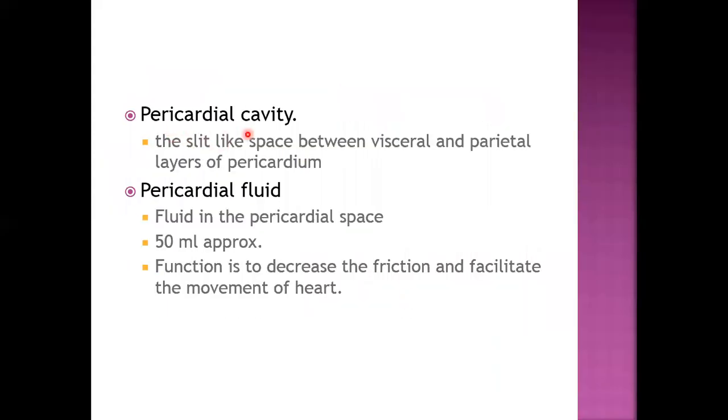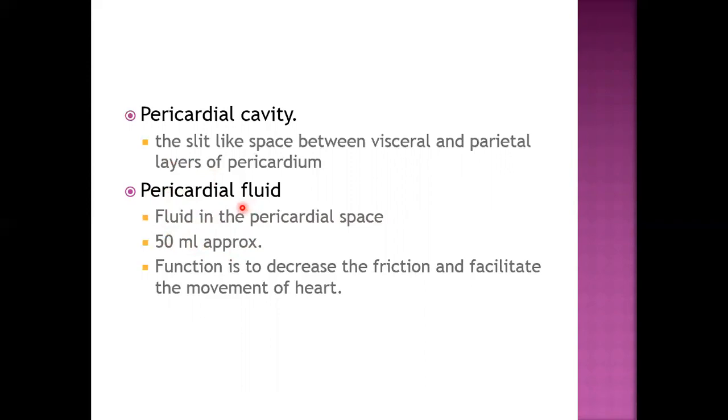Now, the pericardial cavity is a term used for the slit-like space that is present between the visceral and the parietal layers of the pericardium. Okay, the pericardial cavity is the slit-like cavity present between the two layers of the serous pericardium, and it contains a small quantity of fluid, approximately 50 ml in quantity, and this is known as the pericardial fluid.